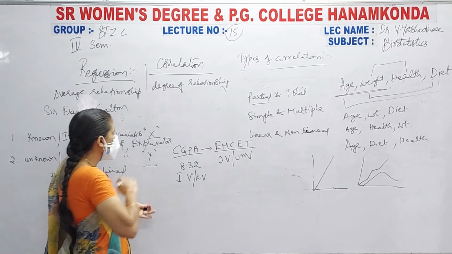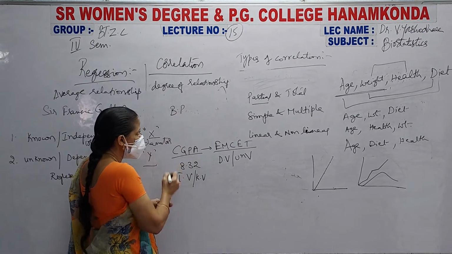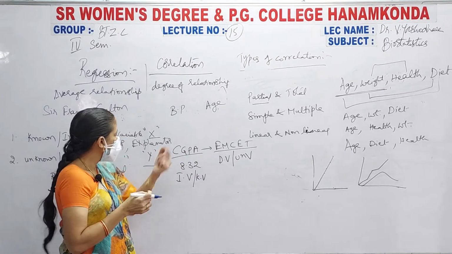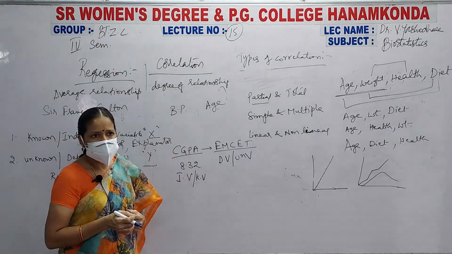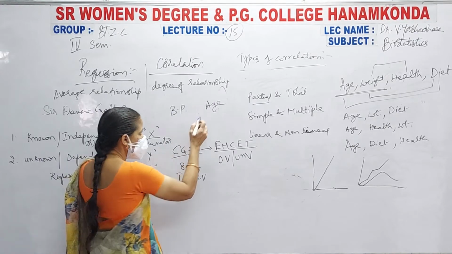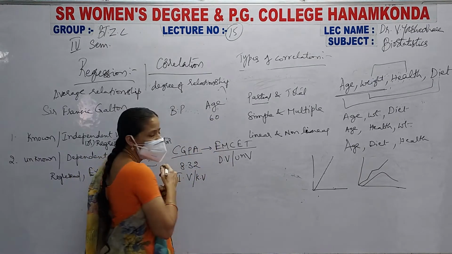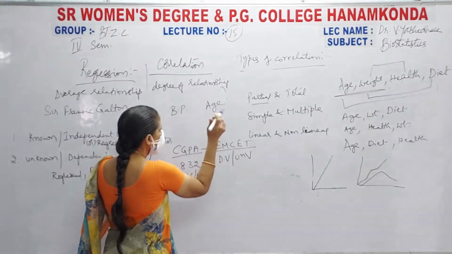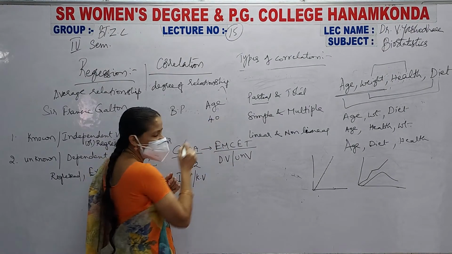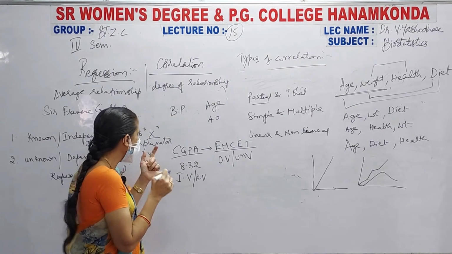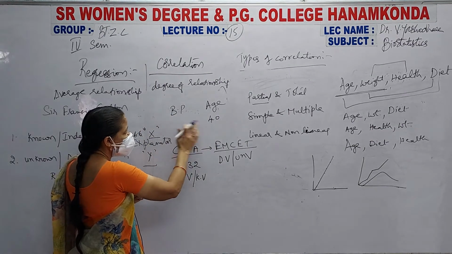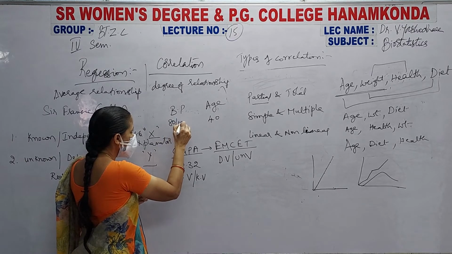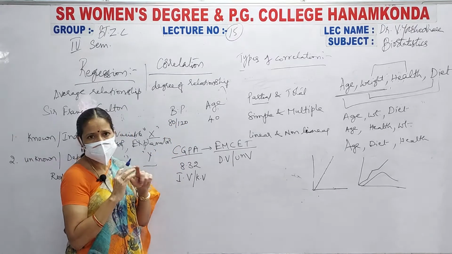Next, see here, BP, blood pressure and age. We know that both are related to each other. Suppose the age of a person is 60, what should be the blood pressure? లేదు, ఇక్కడ చూడండి. If the age of the person is 40, then what you can say is the BP should be 80/120 or something. We know that it is normal BP.